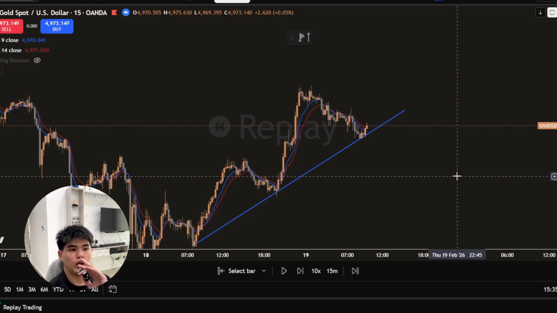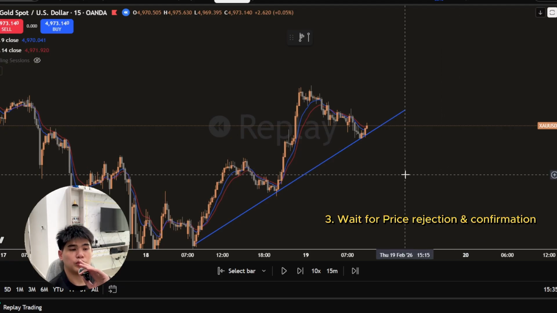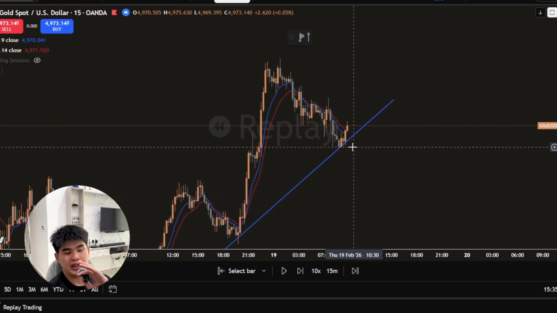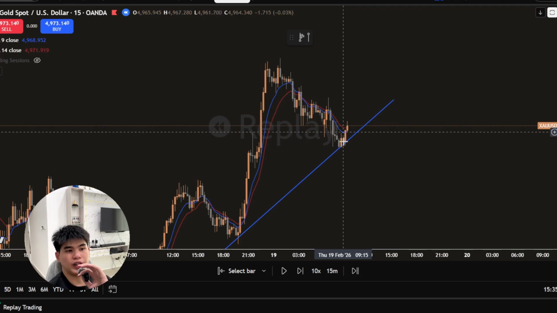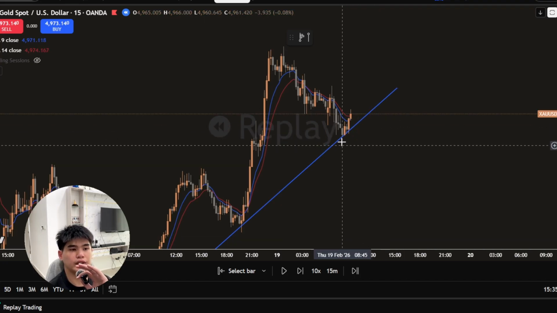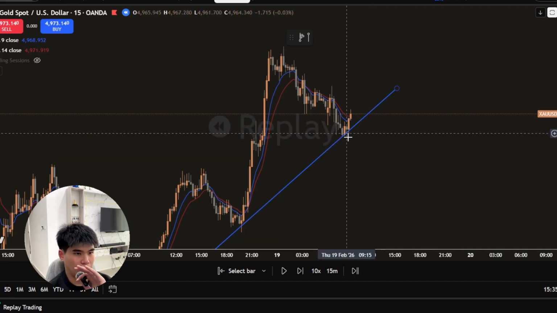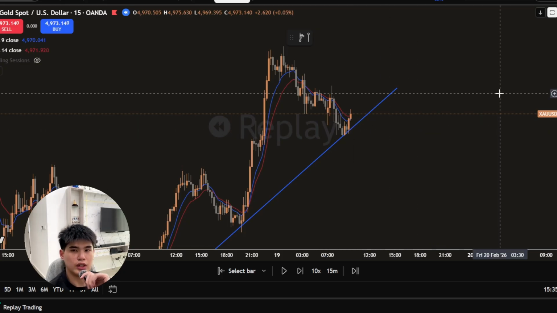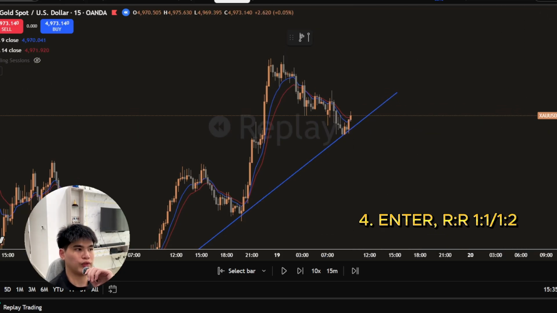What I want to see next is a confirmation candle. It can be a bullish engulfing, and then I can enter my trade. Actually at this point, I've already seen a bullish engulfing happening here. Okay guys, price reached back to my support level, formed a bullish engulfing candlestick, a strong rejection, and that's where I will go for a buy.